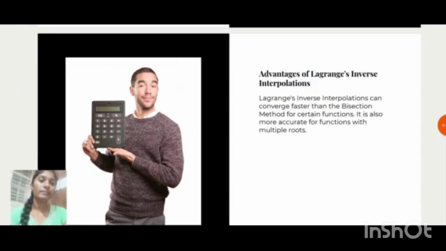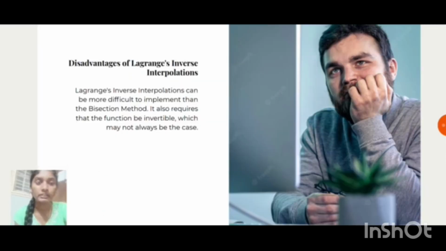Advantages of Lagrange's inverse interpolation. It can converge faster than the bisection method. For certain functions, it is also more accurate, for functions with multiple roots. Disadvantages of Lagrange's inverse interpolation. It can be more difficult to implement than the bisection method. It also requires that the function be invertible, which may not always be the case.